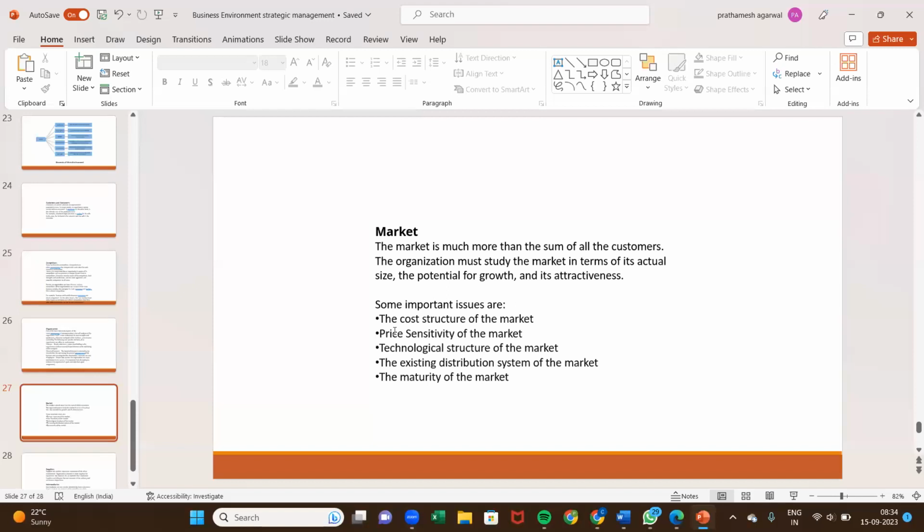what do you mean by price sensitivity? Can anyone? You all have studied economics, right? What do you mean by price sensitivity? Any idea? No one? All right. Okay.